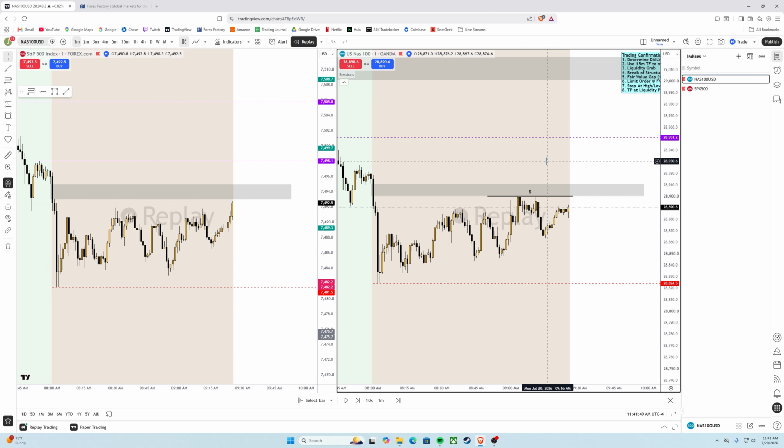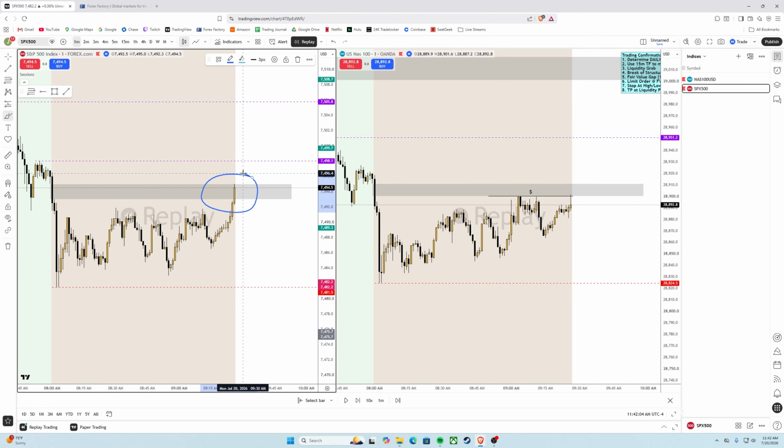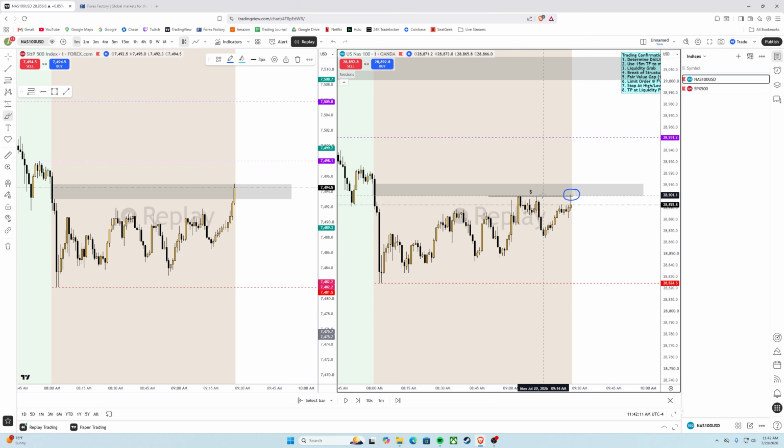So this is how I'm able to not only have my bias, but also begin marking out the important levels of the reason why price would want to go in that direction. So I'm already not a fan of the S&P making this move and closing this gap, because then there's less reason for it to want to go higher. Now, if you look, the Nas also tapped into the gap and also began diving into the liquidity. So not really a fan of the movement here.